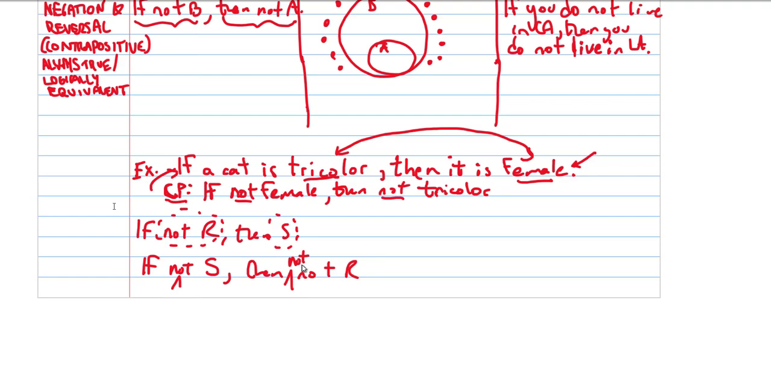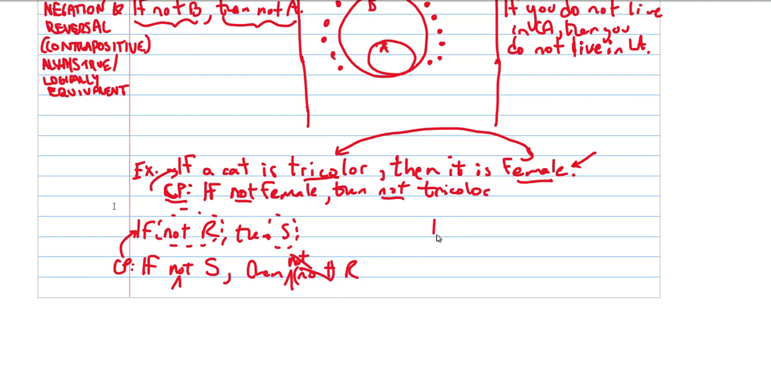Well, remember, not not R means R. In other words, negating a not just gets rid of both of the nots. It's almost like a double negative, and a double negative makes a positive. So our statement would become, if not S, then R. That statement would be the contrapositive of this original statement.